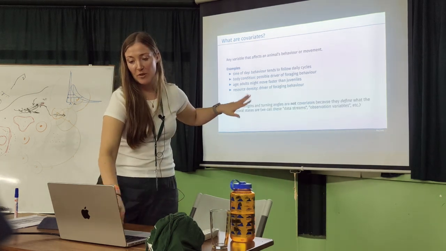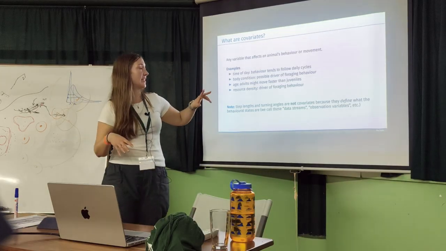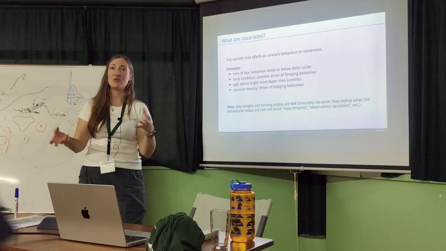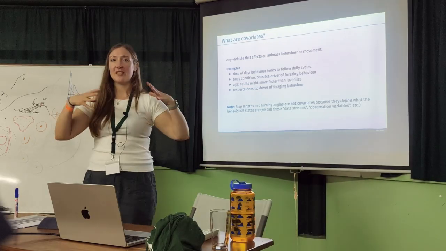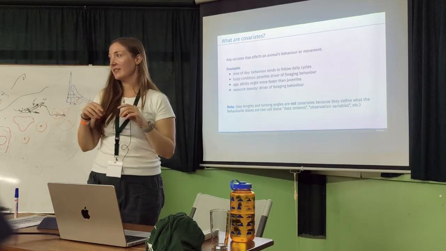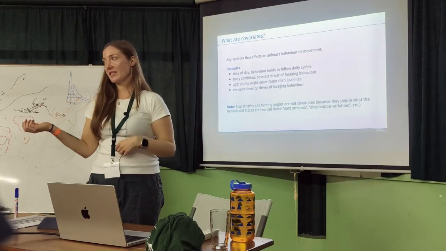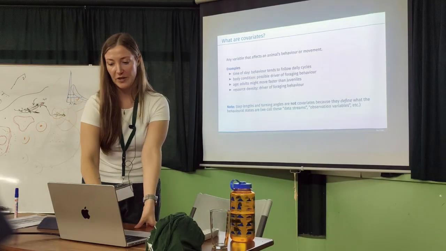The reason I'm talking about this is it's important to note that the step lengths and turning angles are not covariates. They're the observation variables or the data streams. So that's not what I mean when I'm talking about covariates. Covariates are something that's going to affect either the observation process or the state process, but they're not the observation variables.